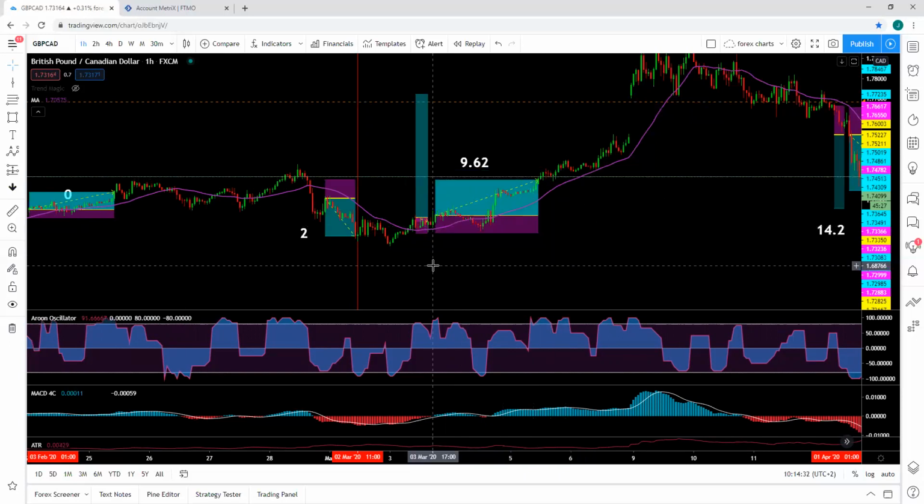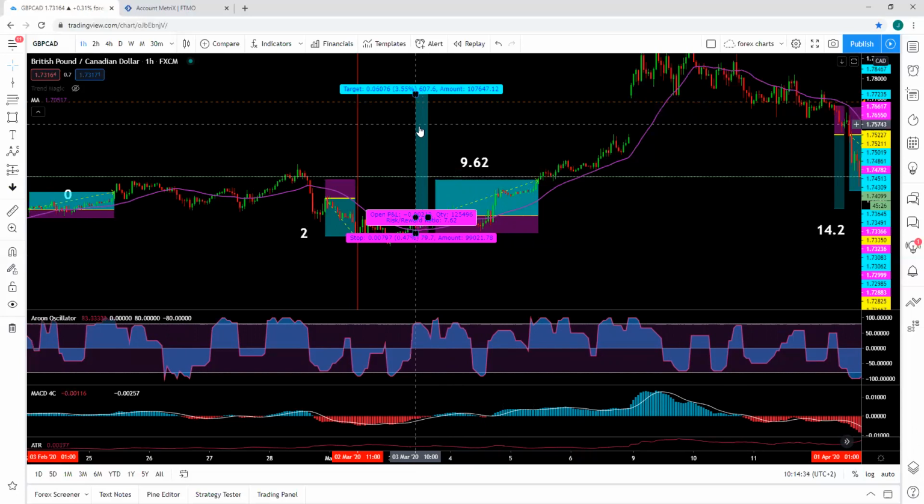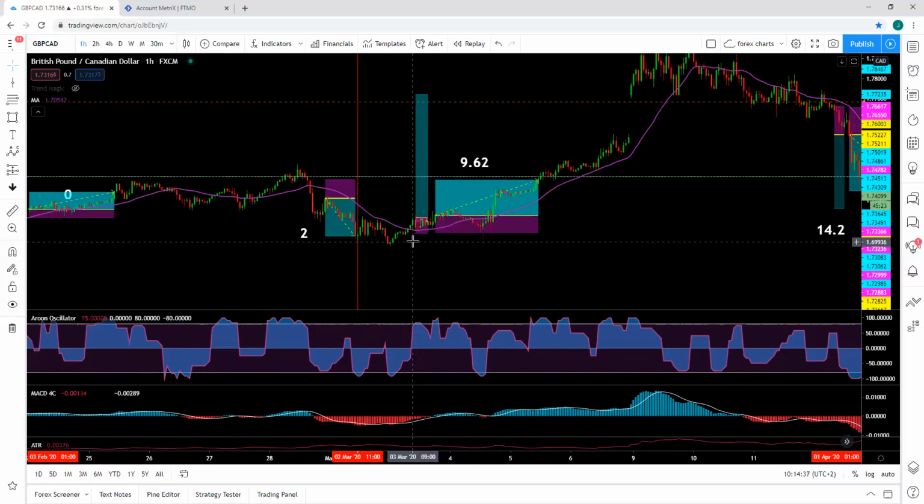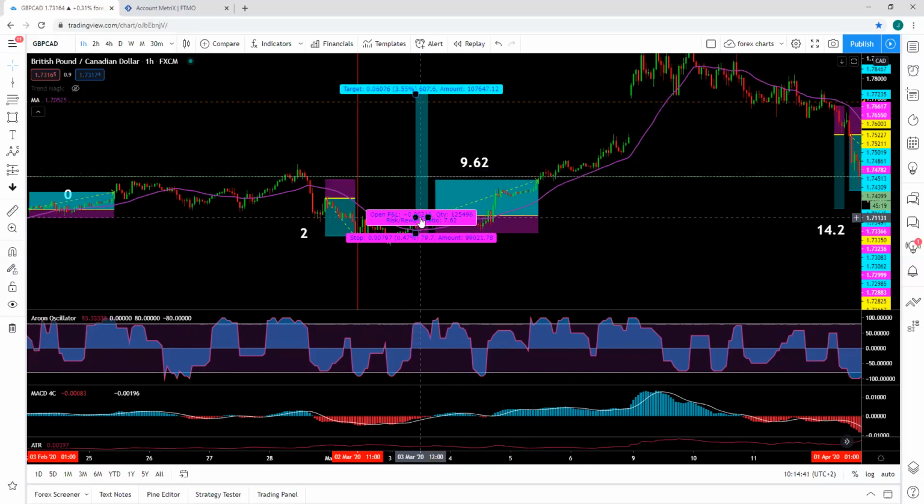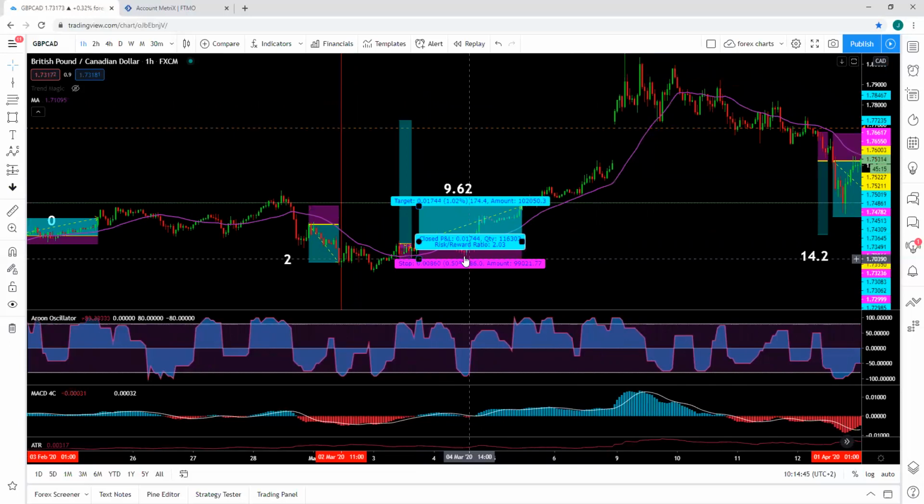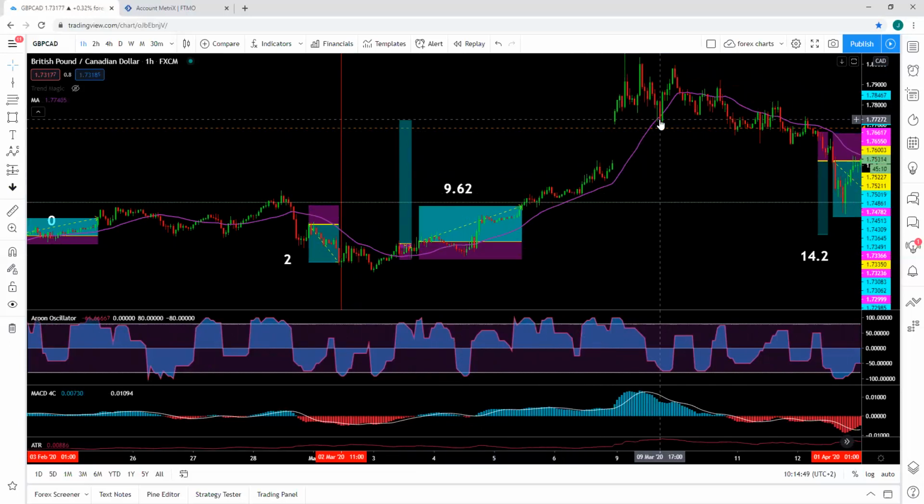What I'm going to do then after that, this one won't have a take profit. So once my first take profit has been hit, I'm going to take this stop loss and put it at break even. So then my second trade will be risk free, and I'm only going to close this trade once price breaks my moving average back down.